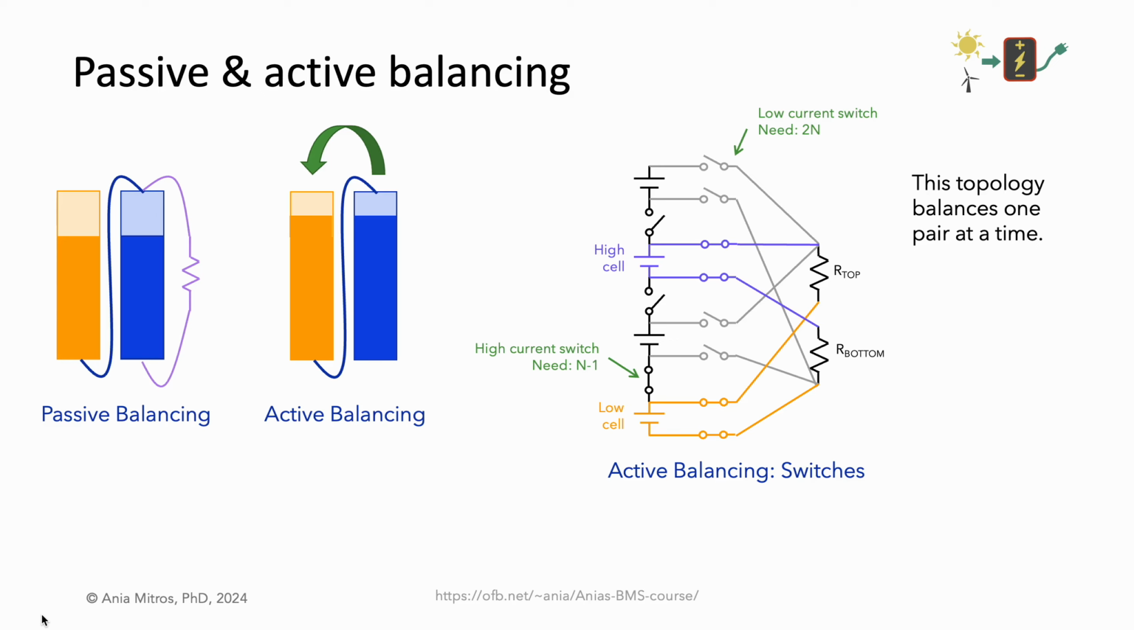Note that the circuit lets us balance one pair of cells at a time. To balance more than one pair of cells concurrently, we would need duplicate copies of the low current switch and resistor network. Also, this topology can only run balancing when the application is offline, since the high current switches interrupt the normal application's current flow.